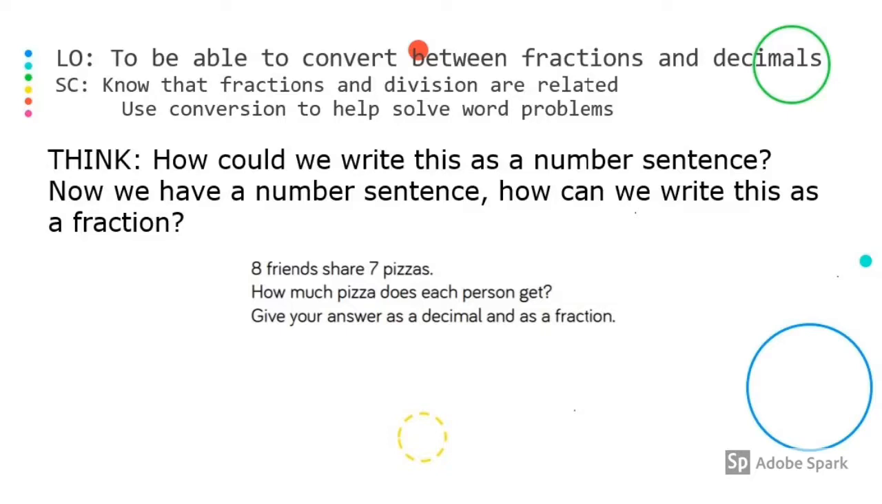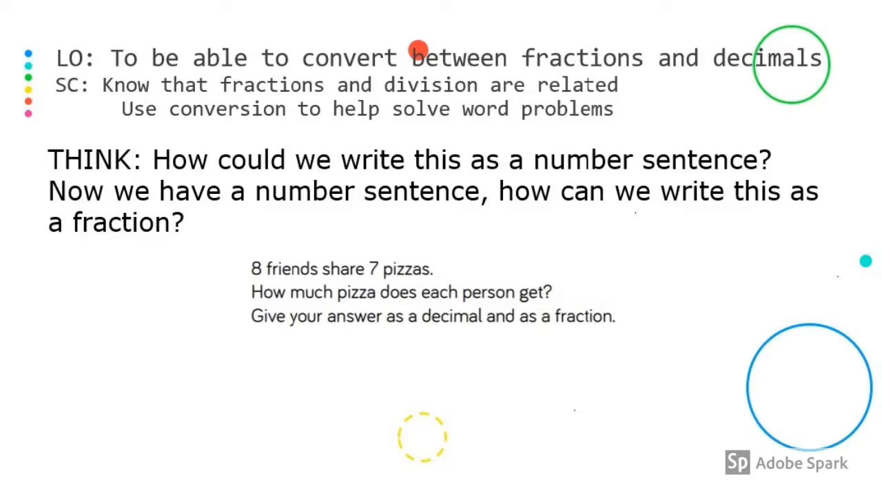Now this is a word problem, and when we see word problems, we need to pick out the key information and try and work out what it's asking us. The easiest way to do this is to try and write a number sentence for the question. This question tells us that there are 7 pizzas and they need to be shared equally between 8 friends. This is the same as saying 7 divided into 8 equal parts.